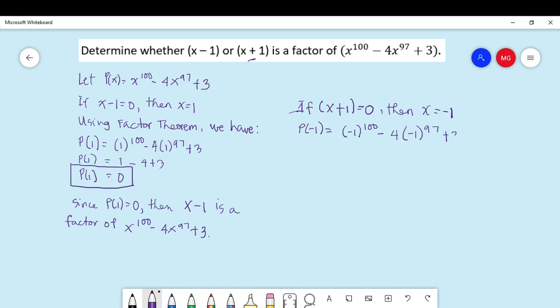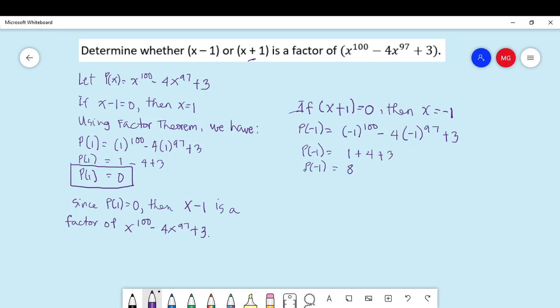So we have p of negative 1. Negative 1 raised to 100 is positive 1. If our base is negative and the exponent is even, then the product is positive. Here, negative 1 raised to 97 is negative 1, since the base is negative and the exponent is an odd number. So negative 1 times negative 4 is positive 4, plus 3. Adding all of this, we have p of negative 1 is equal to 8.